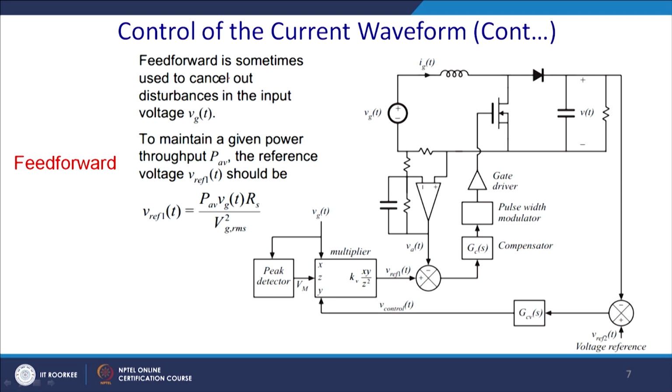To maintain a given power throughput P average, the reference voltage V ref 1 should be P average into V into RS by V square G RMS. Now, what happens is that this point voltage is actually V square G. So, you have a peak detector and you got Vm and you got a multiplier. Ultimately this output and this ripple voltage will be multiplied and will detect the peak.